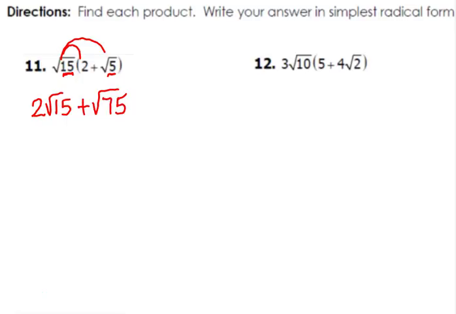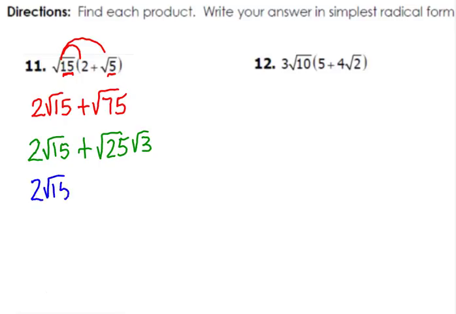I can't simplify 2 square roots of 15, so that just gets to be what it is. But there is a perfect square that goes into 75. It's 25, and it can go in there 3 times. So 2 root 15 gets to stay the same. Square root of 25 is 5. Square roots of 3. And now we are finally done. This is our final answer.